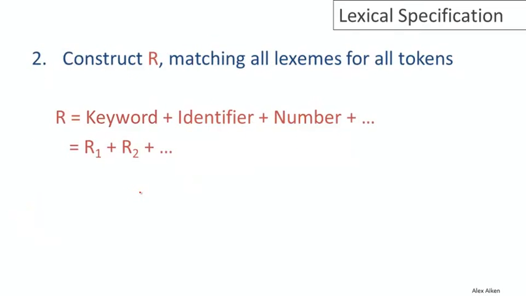Now, as the second step, we're going to construct a gigantic regular expression which just matches all the lexemes for all the tokens. This is just the union of all the regular expressions that we wrote down on the previous slide. So we just take the union of all those regular expressions, and that forms the lexical specification of the language. We'll write this out. We don't really care what these regular expressions are, but they're just some set R1, R2, and so on, and the whole thing we're going to call R.